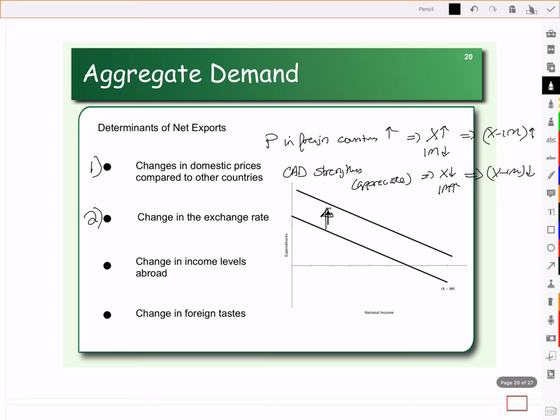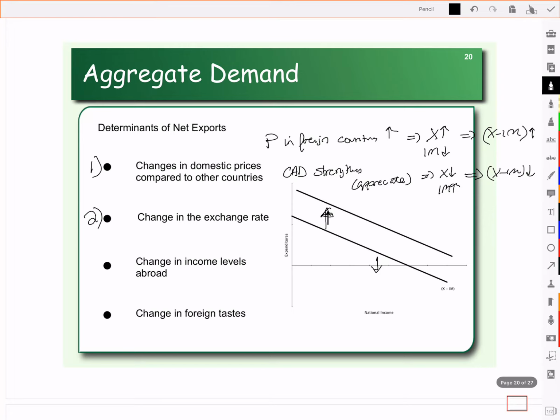Okay. So if the Canadian dollar strengthens, net exports fall. If the Canadian dollar depreciates or weakens, net exports will go up. If the price in the foreign country goes up, net exports go up. If prices in Canada go up, then that means that foreigners are going to buy less from us. We're going to buy more from them, and net exports will then go down.